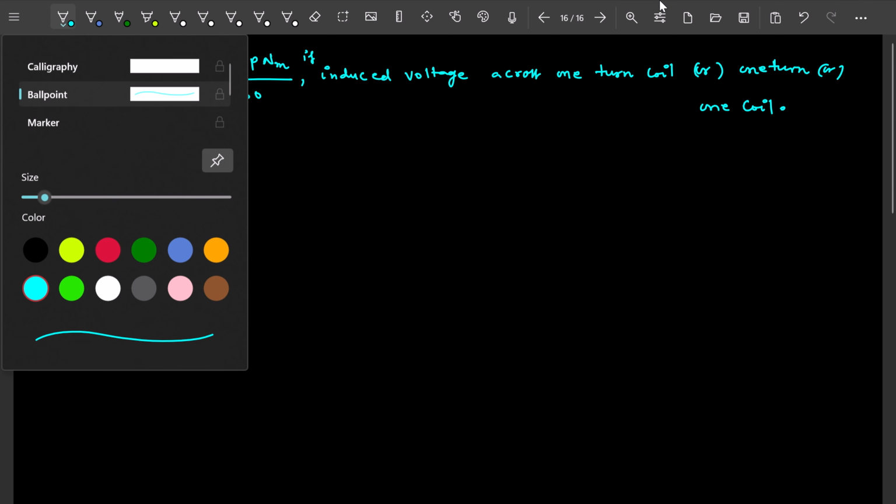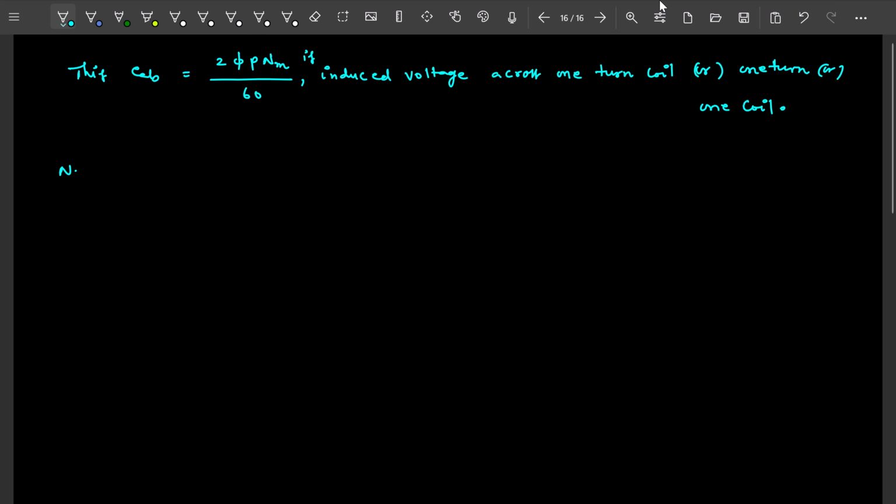Okay, now say there were NC number of such turns in slot 1 and slot 2. Slot 1 and slot 2.